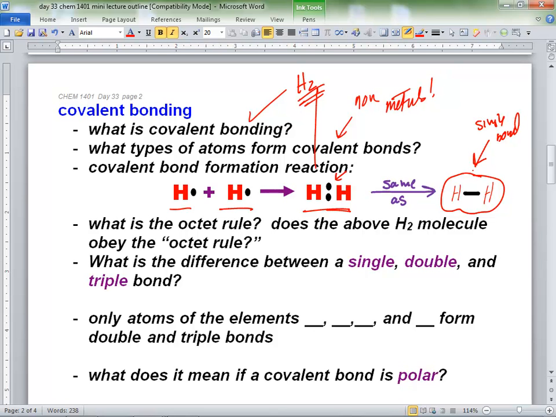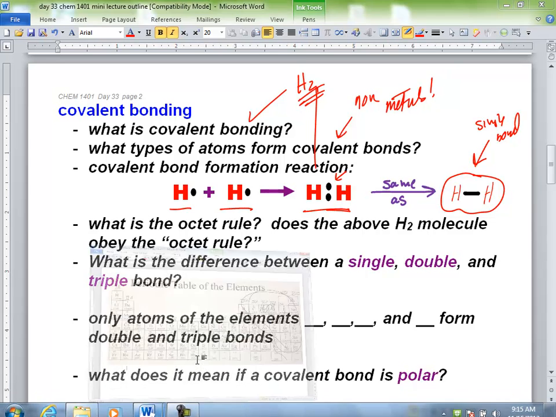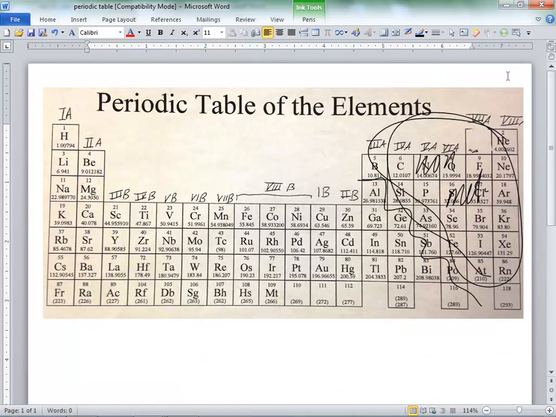Okay. The octet rule. Big deal. Monica, these elements aren't supposed to be happy in molecules unless they have an octet of electrons around them. And why an octet? Because what's the group number for noble gases? 8. That's why everything wants 8 electrons around it in our structures here.